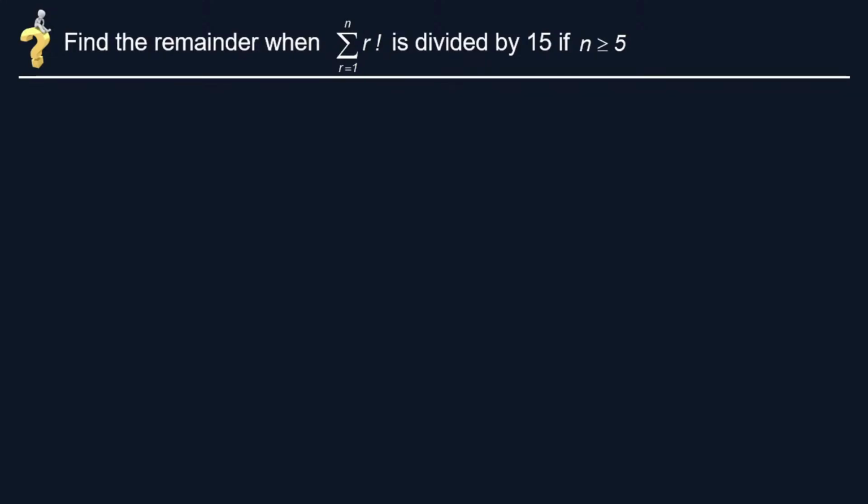The question is: find the remainder when the sum of factorial r, where r starts from 1 till n, is divided by 15. That is what they are saying: what will be the remainder when this whole expression, which goes till n terms, is divided by 15? What will be the remainder?